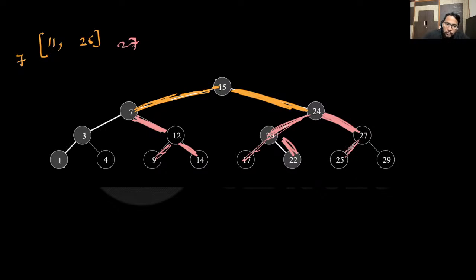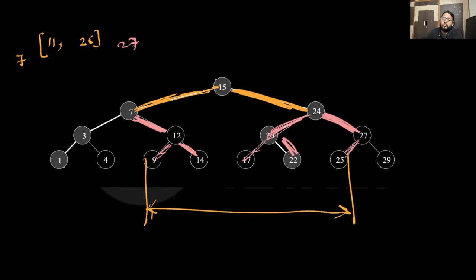Now, what are the nodes that I have? Between this 11 to 26, I have from this 9 to 25. These are the nodes which I have. So how am I finding out? I'm either going to left or maybe right or maybe to both. So that's how I'm doing it.